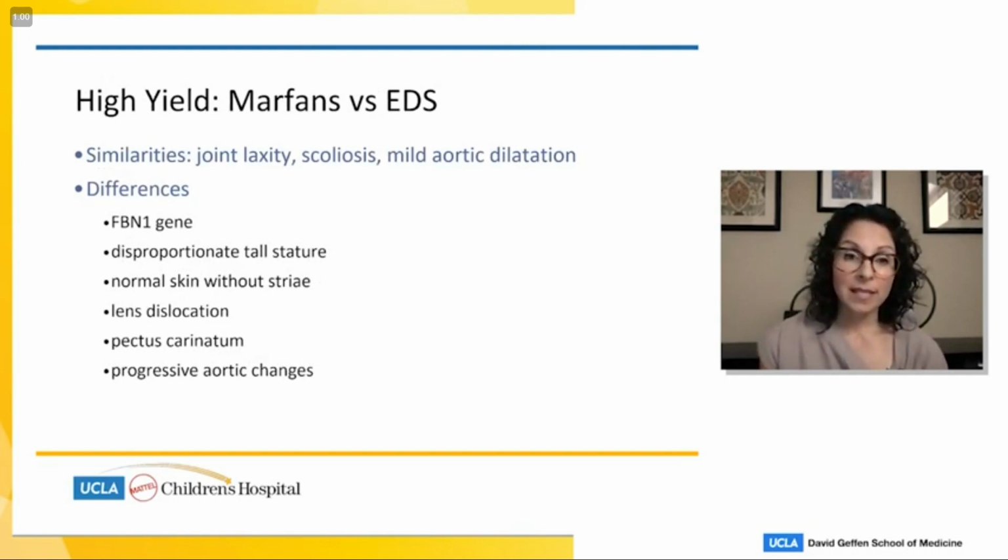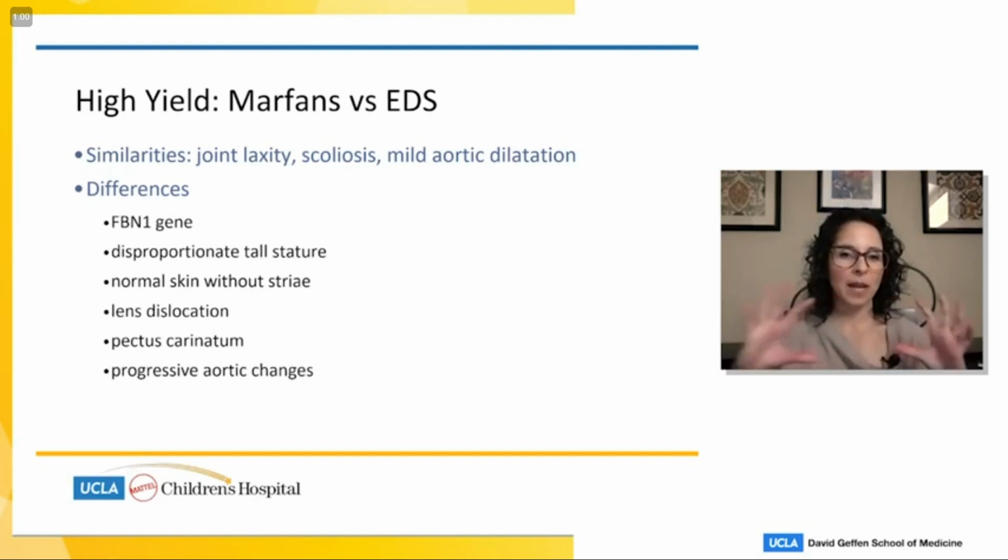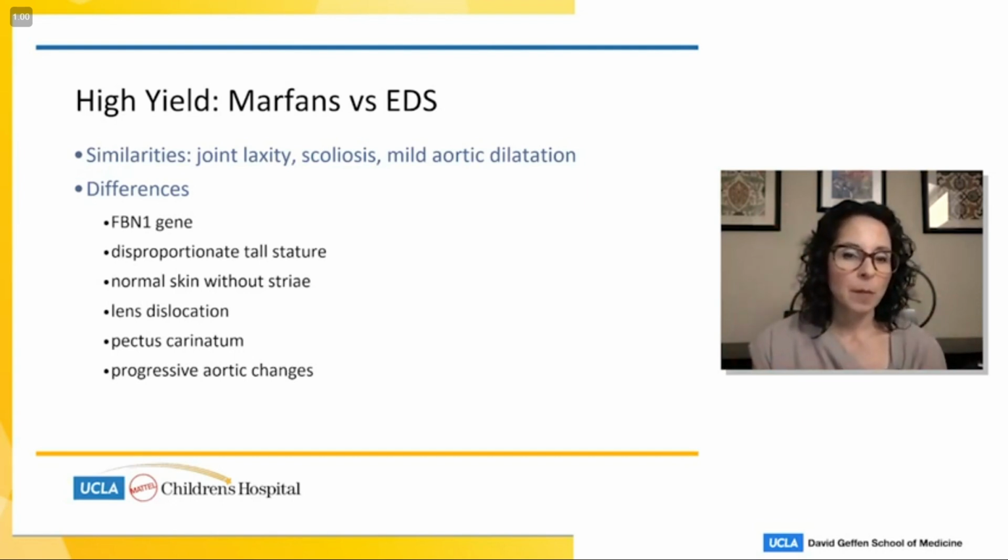So another high yield slide for you. Marfan's versus EDS. Similarities, as noted. What are the differences? Those differences noted are specific to Marfan syndrome. Marfan's has the specific gene mutations. Marfan's has disproportionate tall stature compared to EDS. Typically, Marfan's has normal skin, even though you can have some striae in the back with that growth. Marfan's has lens dislocation, pectus carinatum, as well as progressive aortic changes.